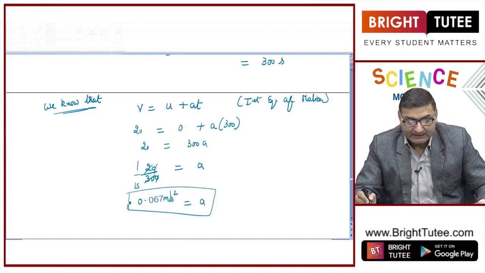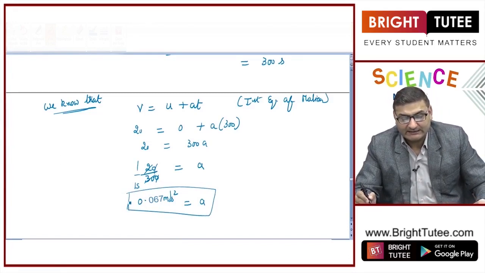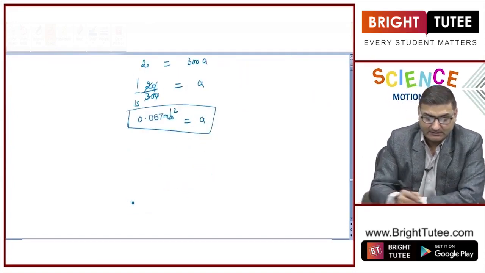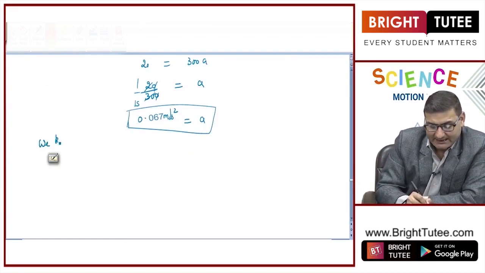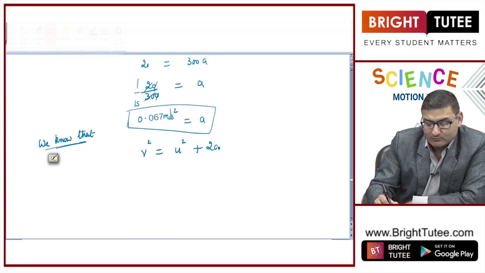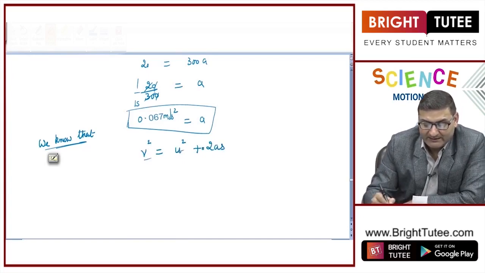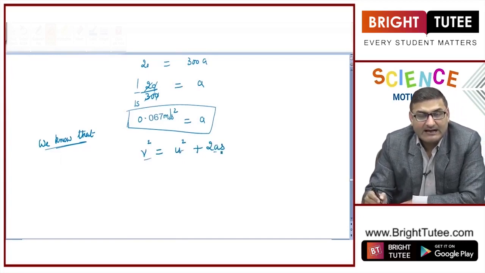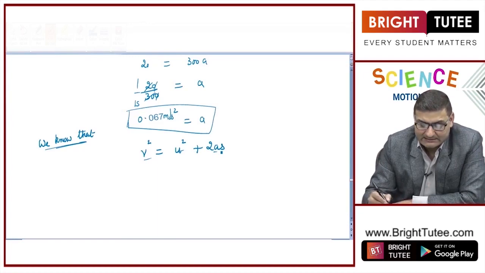Now, the second part wants us to calculate the distance travelled by this object. For finding the distance, I can use the second or third equation, any of these two. We know that v square is equal to u square plus 2as, because now u, v and a, everything is given to us. I could have used the second equation of motion also, that is s is equal to ut plus half at square, because over there everything was given to us. We can do it both ways, the answer will be the same.